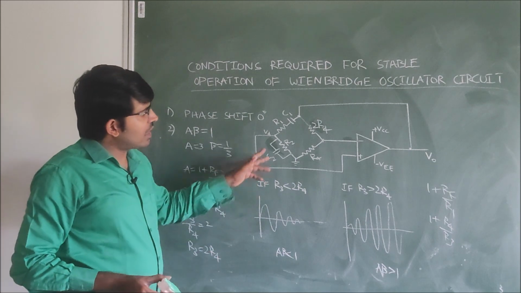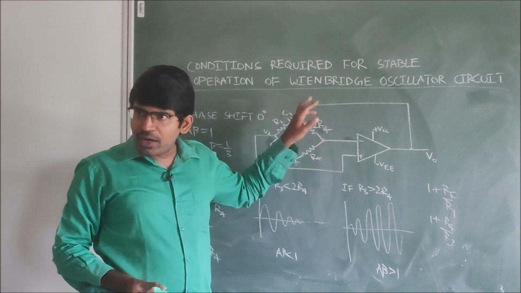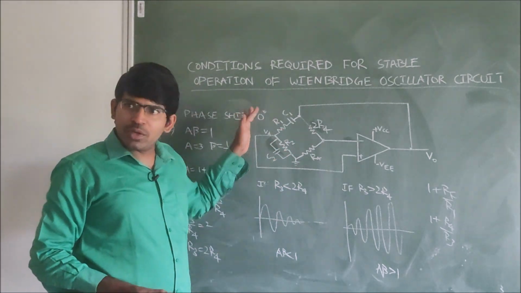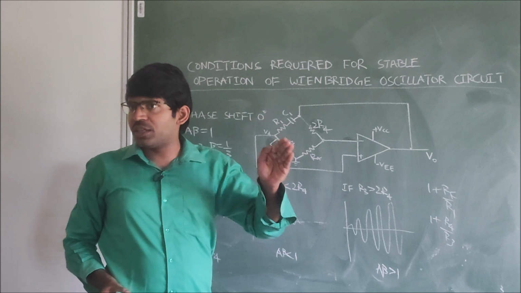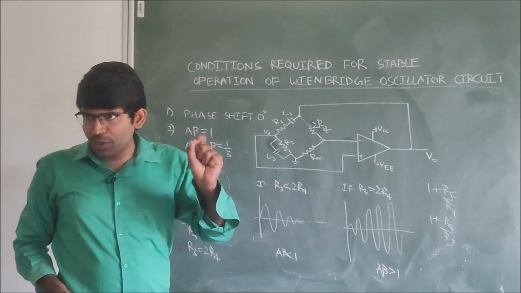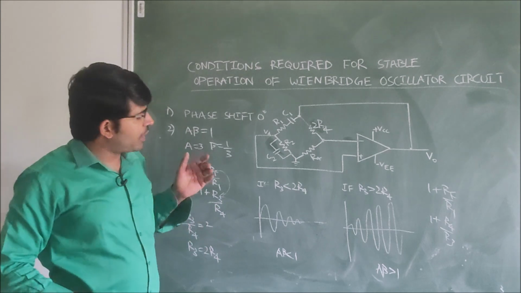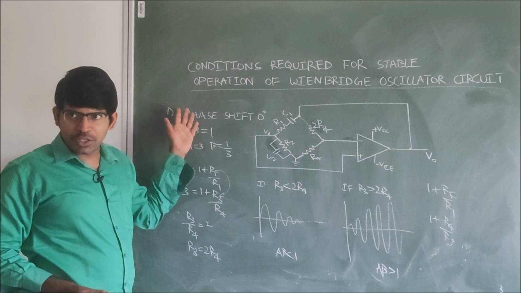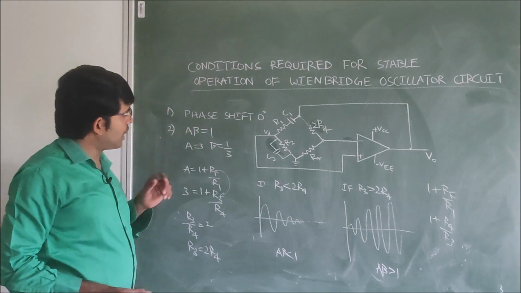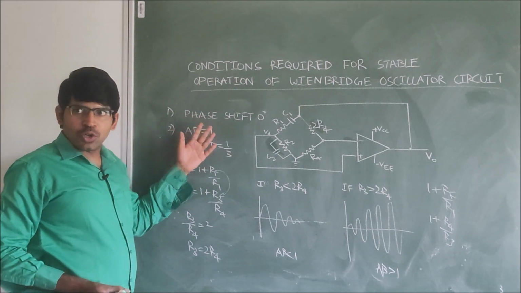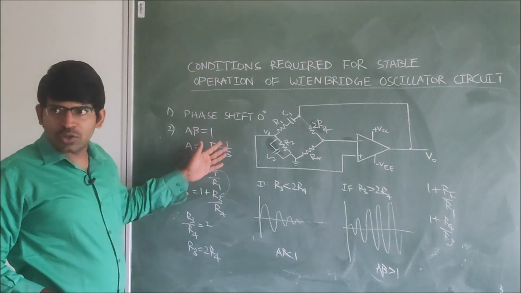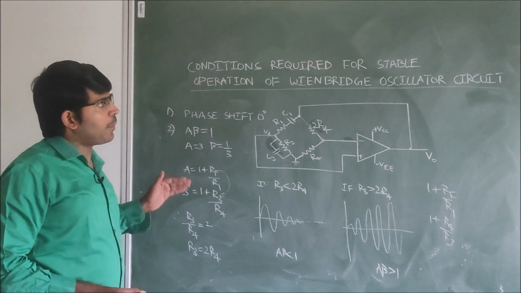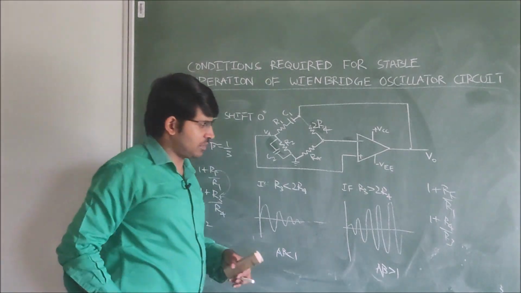If we take R3 equal to 2R4 and we maintain A equal to 3, then as usual, because we are getting 0 degrees or 360 degrees phase shift from the input to the output, it obeys the two Barkhausen criteria conditions. One is phase shift 0 between the input and output at the resonant frequency, and A beta is equal to 1. For that, we maintain beta equal to 1 by 3. When we maintain these two points, then we will get stable operation by using the Wein bridge oscillator.